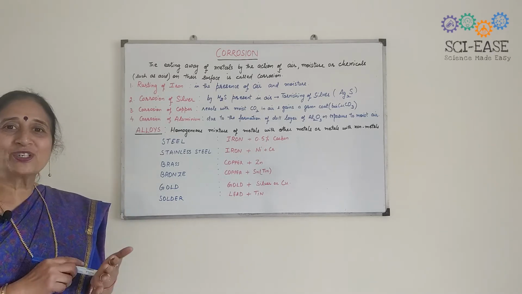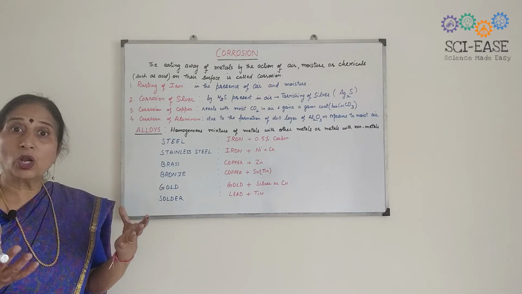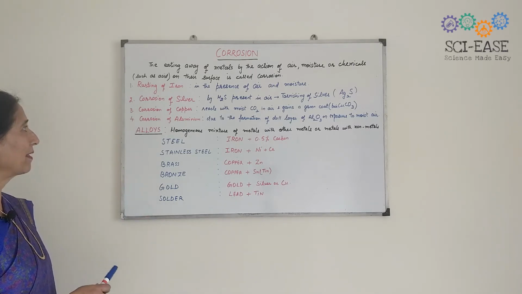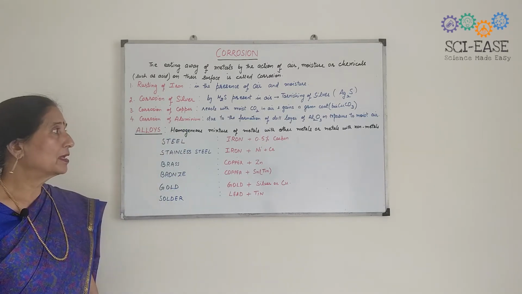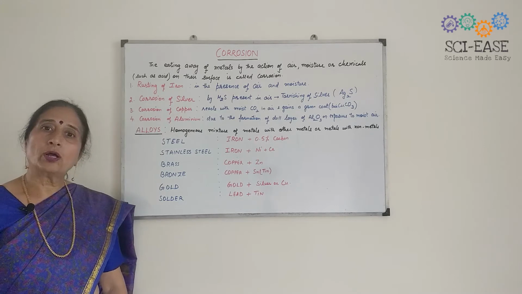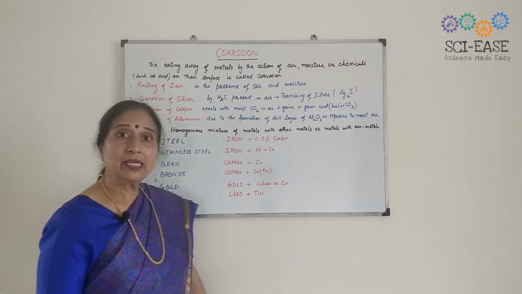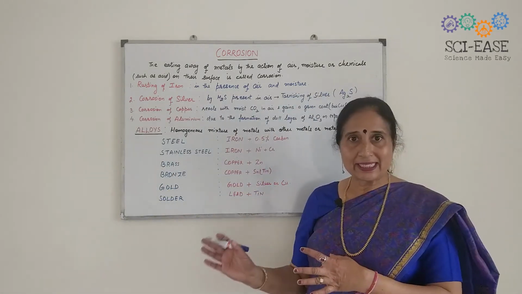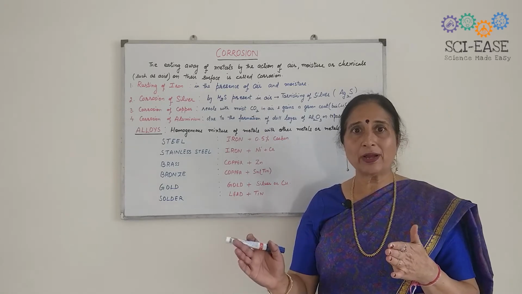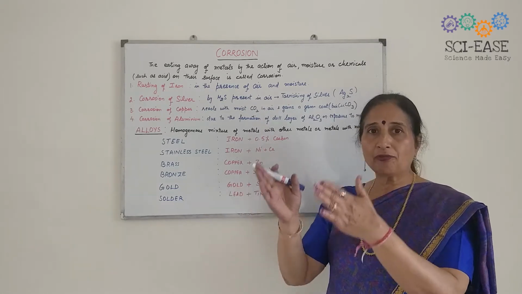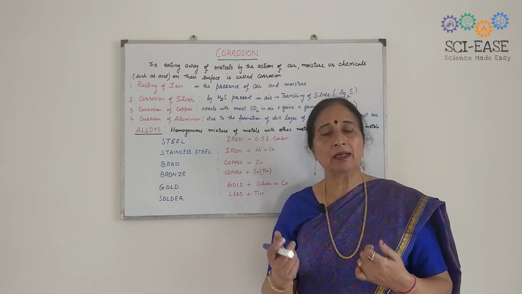Now I want to tell you about the alloying part. What are alloys? Alloys are homogeneous mixtures of metals with other metals or metals with non-metals. I will give you some examples. The definition is asked sometimes, what are alloys? And give the composition of brass, bronze, steel, stainless steel, etc.